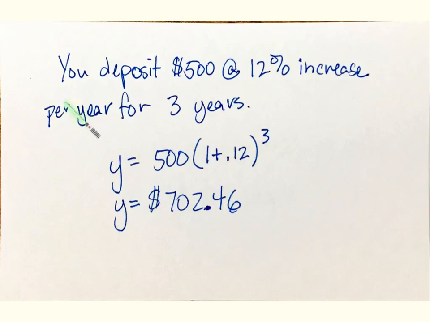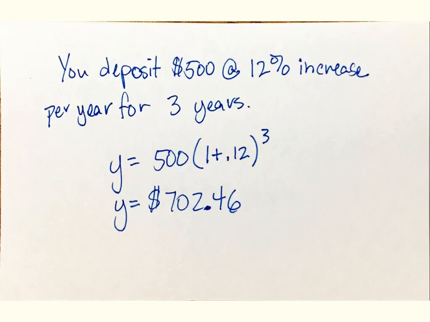So for our first example, we are depositing $500 at 12% per year for 3 years. So we plug in our initial amount of 500 for A, plug the 0.12 in for our rate, and remember we have to change percents to a decimal before we can use them, and then the amount of time was 3 years. Order of operations says I need to do what's inside the parentheses first, then do the exponent, then do the multiplication. And when you do that, you get $702.46. And of course, since this is a word problem, your answer needs to have some sort of label.